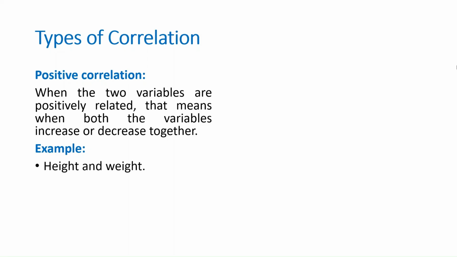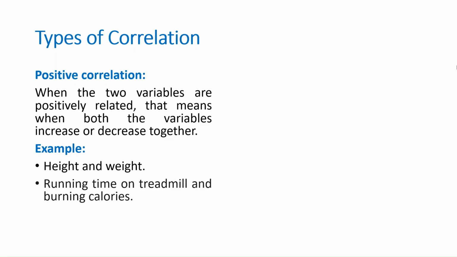Height and weight. I have already explained that increase in height and increase in weight occur together. Next is running time on treadmill and burning calories. When you run more time on the treadmill, then you tend to burn more calories. So the direction is the same, both are increasing, so they are positively correlated.